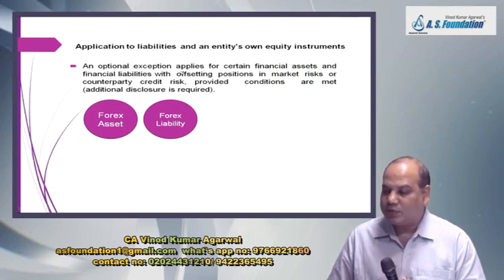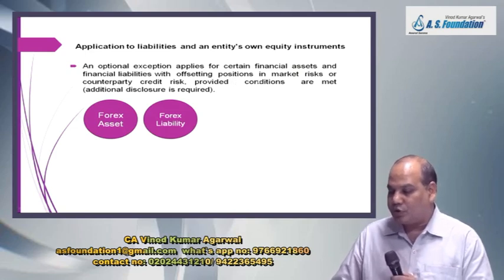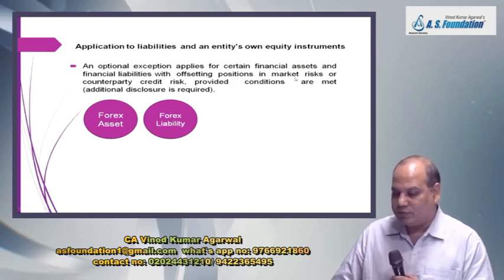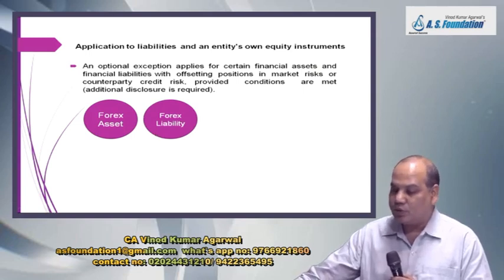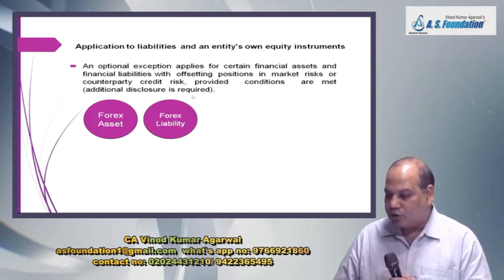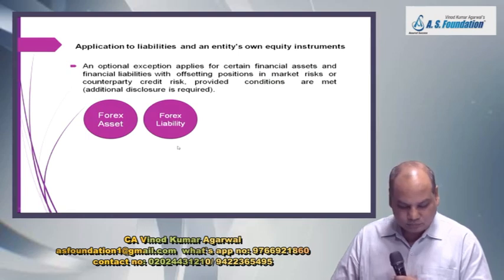An optional exception applies for certain financial assets and financial liabilities with offsetting position in the market risk. This is the market risk, exchange rate. If exchange rate goes up or down, the value of the asset will go up or down, or counterparty credit risk, provided certain conditions are met. So this is that last paragraph.